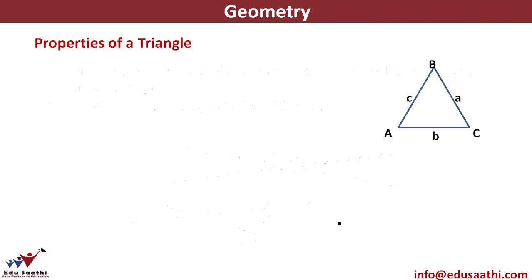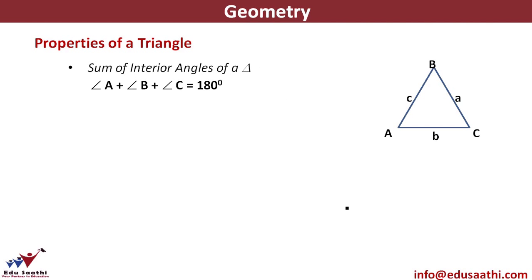Let's look at the properties of a triangle. The basic property of a triangle is that the sum of all the interior angles of a triangle is 180 degrees. So the three angles that we have are angle A, angle B and angle C. These are the three interior angles that we have for a triangle. Small a, small b and small c denote the lengths of the sides opposite to capital A, capital B and capital C. So the length opposite to capital A angle would be represented by small a and so on. So the sum of all the interior angles of a triangle would always be 180 degrees.